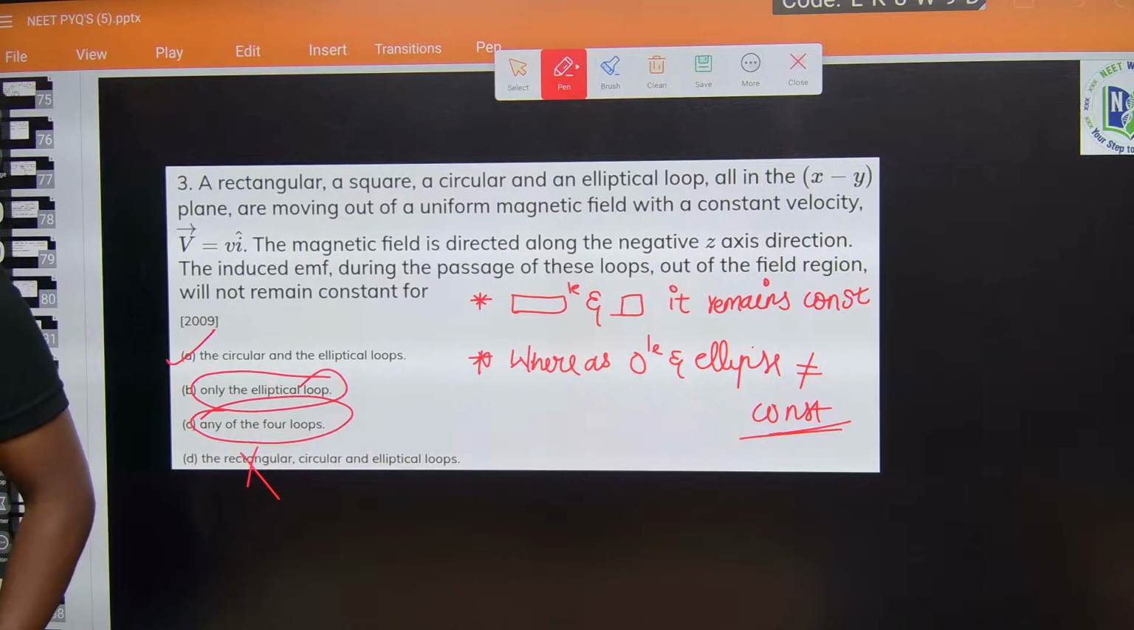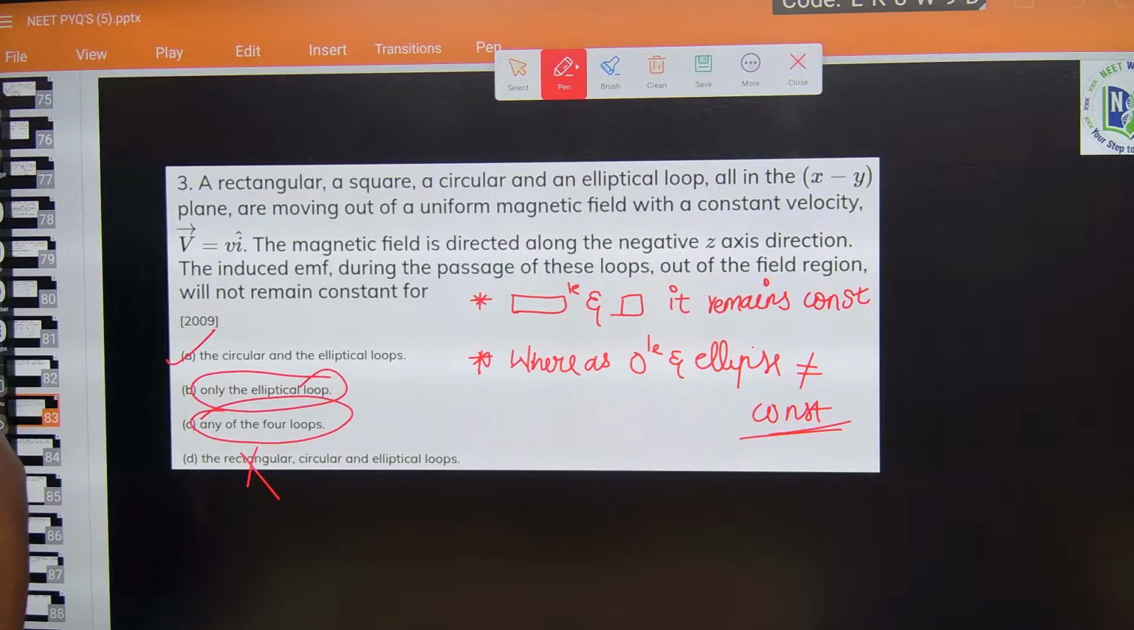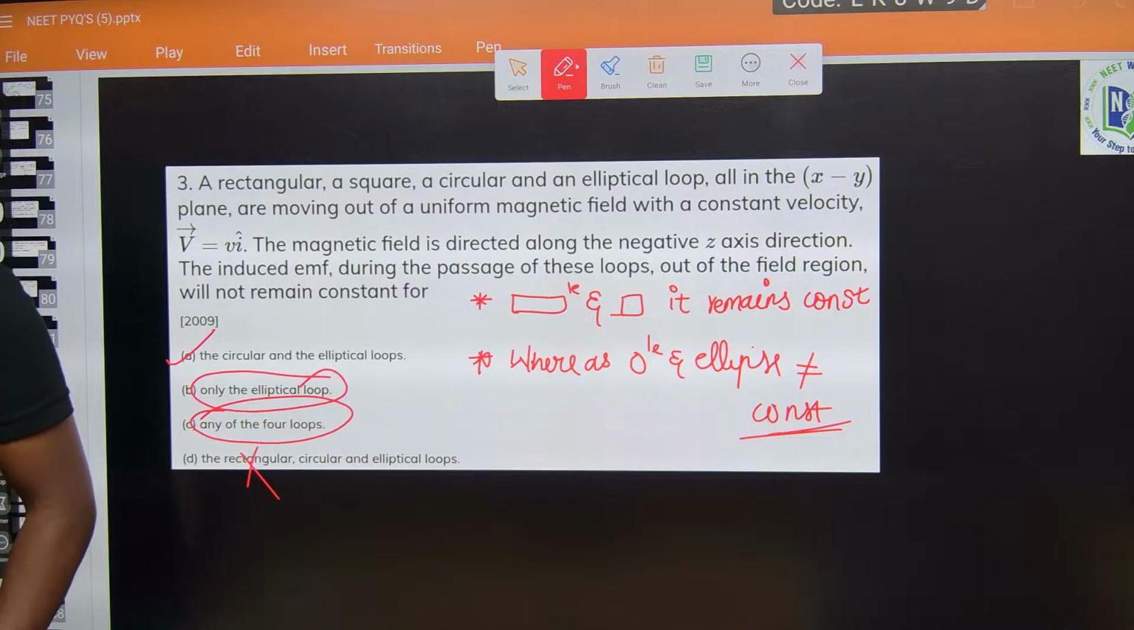We'll go for the next question. I guess the question is visible, right? We'll go for the next one. Okay.